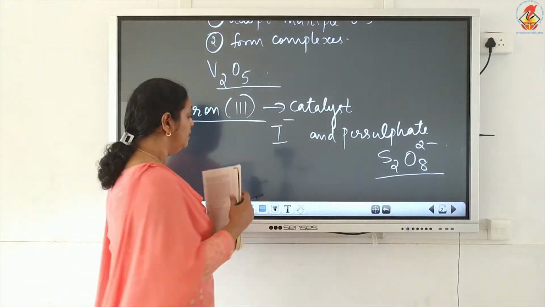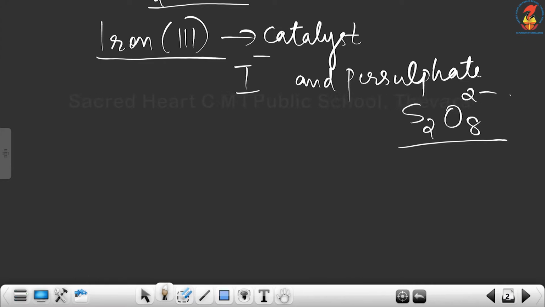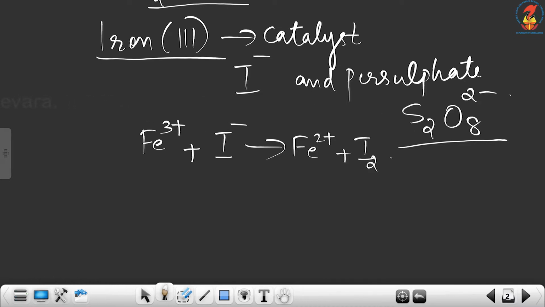So let's see how iron 3 catalyzes this reaction between iodide ion and persulfate ion. In the first step, Fe3+ will combine with I-. Fe3+ gets reduced to Fe2+, and I- gets oxidized to I2. When you balance this equation, it is 2 I- and 2 Fe3+ giving I2 and 2 Fe2+. So this is step 1. That is, the catalyst forms a bond with the reactant I-.